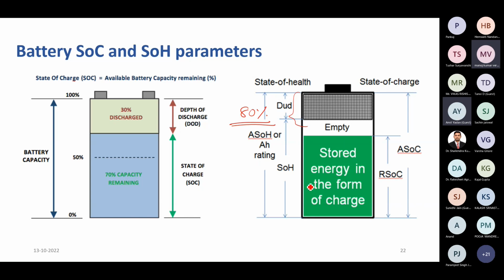So it is important to define what the state of health is, and how to estimate the state of health that is happening inside the battery. Initially, when you buy it, we have 100% state of health, and over a period of charging and discharging, it comes down to 80%. And within this 80%, we have to charge the absolute and the relative.